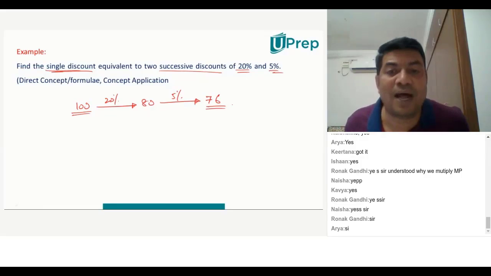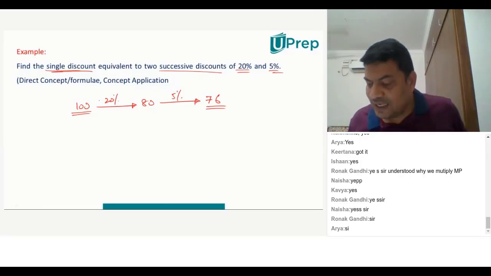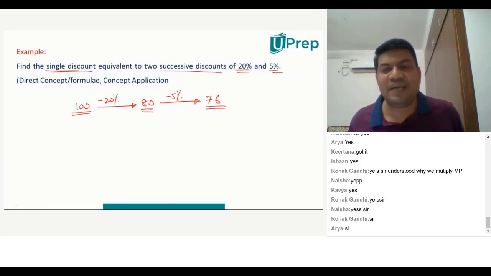I'm not using any formula. I'm just using concept. Successive discount. 20% discount diya, 80 ho gaya. And on 80, I'm giving 5% discount, 76 ho gaya. So basically 100 is becoming 76.